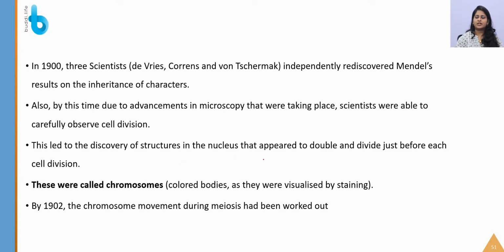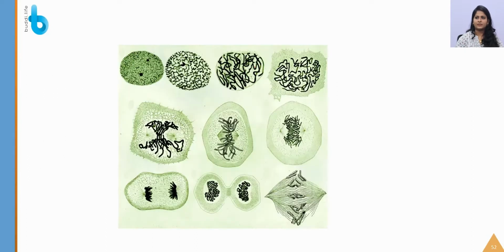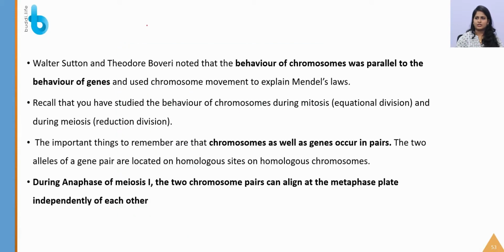So the discovery of structures in the nucleus that appear to double and divide before cell division, these were called chromosomes. By the year 1902, the chromosome movement during meiosis had been worked out. So this is the chromosomal movement during meiosis. From all these conclusions, Sutton and Boveri proposed the chromosomal theory of inheritance.